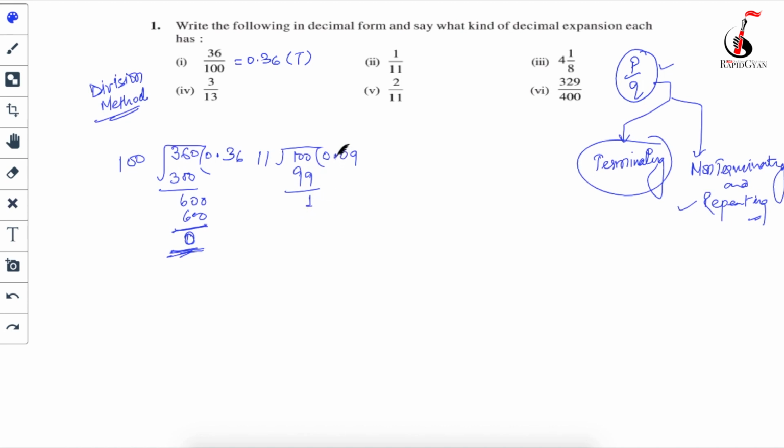Since the decimal is already there, I can put a 0. Again 10 is not divisible by 11, so I will put a 0 over here and a 0 here. So it's 9, and again it's 99. So what's my remainder? Again it's 1. So what you are seeing is that it has started repeating. I can write this as 0.09 bar, and what kind of expansion is this? This is a non-terminating and repeating decimal.